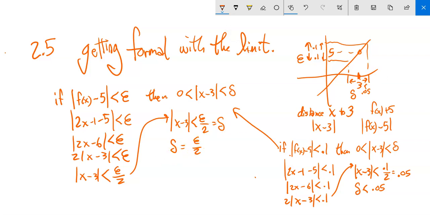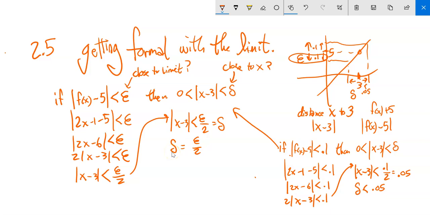Again, epsilon is that tolerance for the outputs. How close do you want it to be to the limit? If you tell me it has to be within epsilon, I can cut that in half and guarantee I'm within that tolerance by some delta value. And notice, as you make epsilon smaller, I divide it by 2, so I'm making delta smaller as well. As epsilon gets smaller, delta gets smaller. So if this isn't small enough, you can make that smaller.